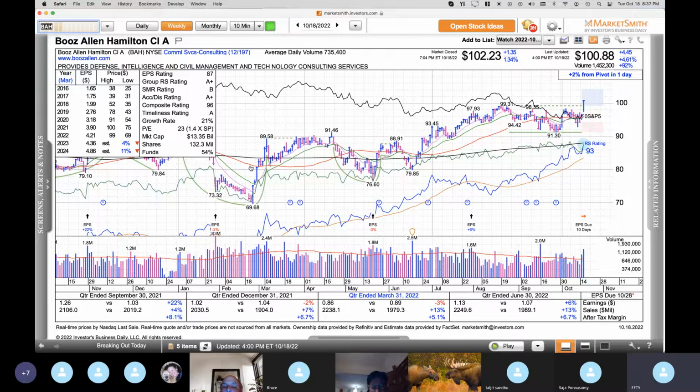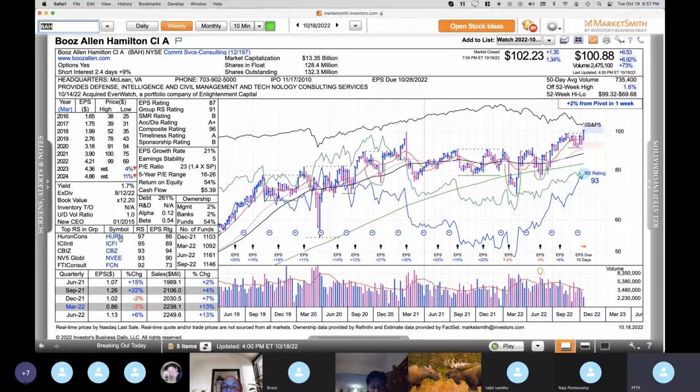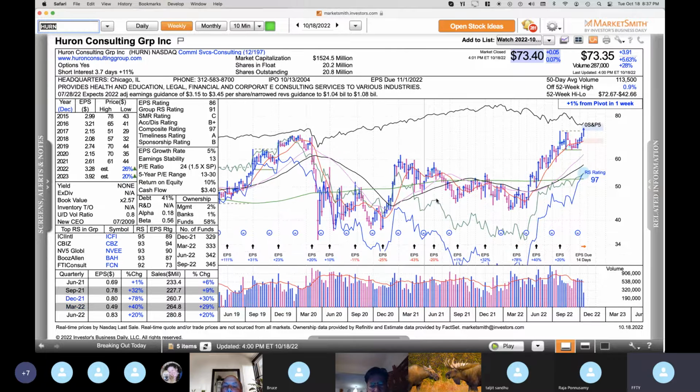Let's see which one is the leader of the group. It's showing this one, Huron Consulting. Also, what is Line Blue Dot? So they are also breaking out, yeah, 1% from the pivot. We had very tight price action. The earnings and sales are not what we want to see in CAN SLIM, but it's decent. ROE is low. Up/down volume ratio is low.